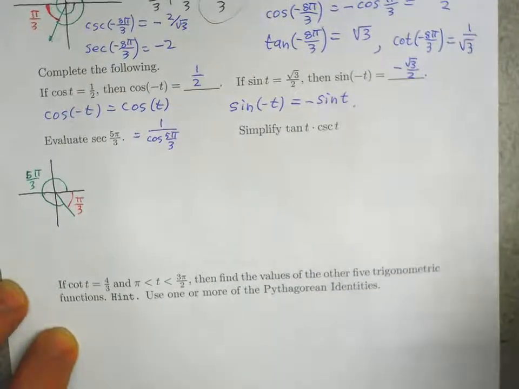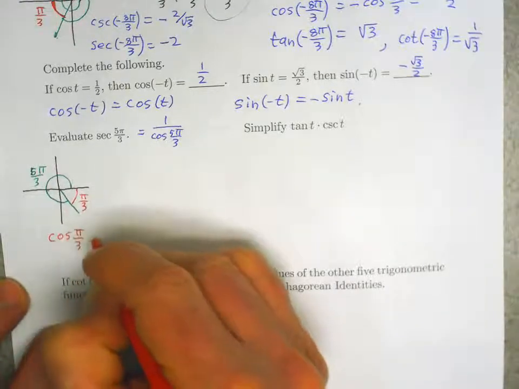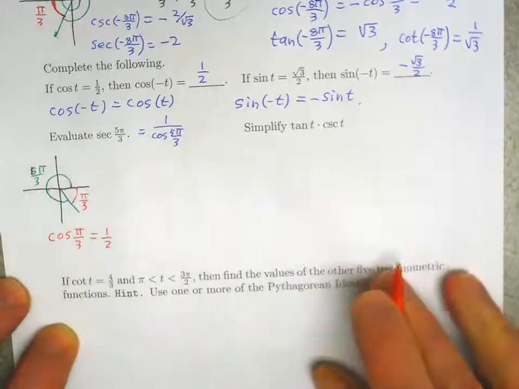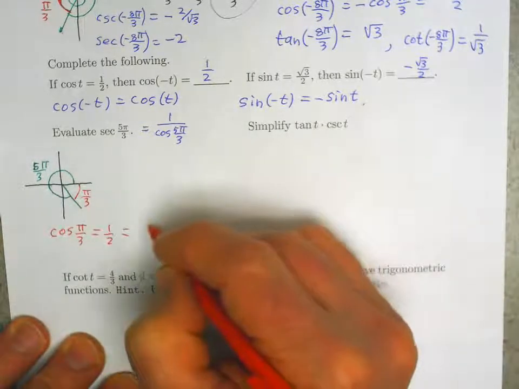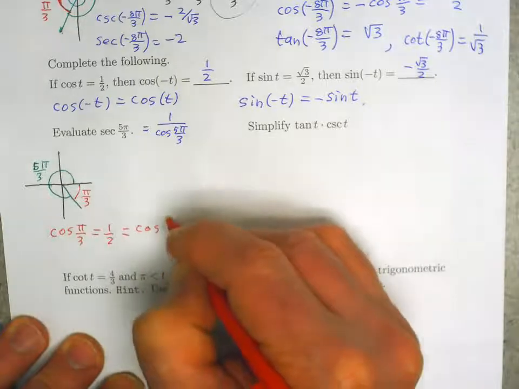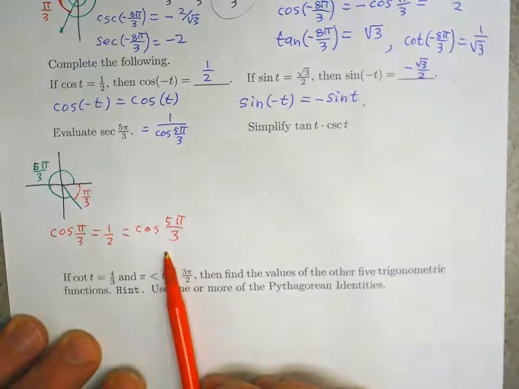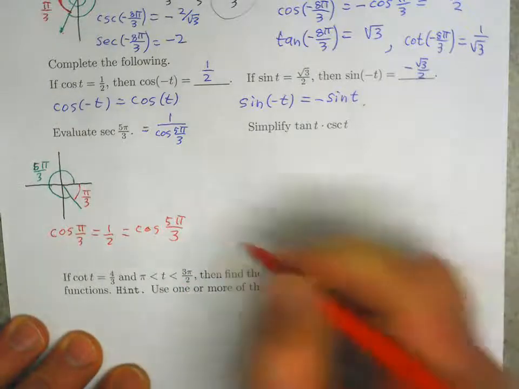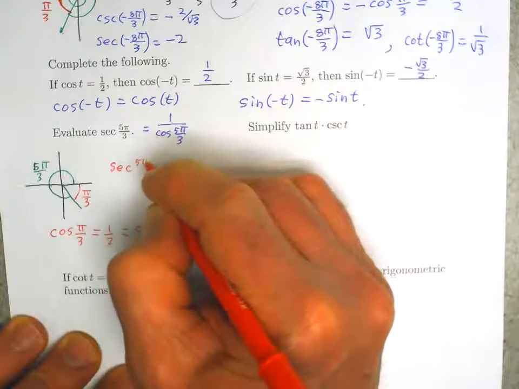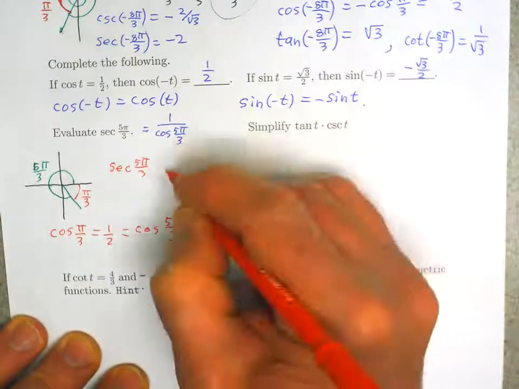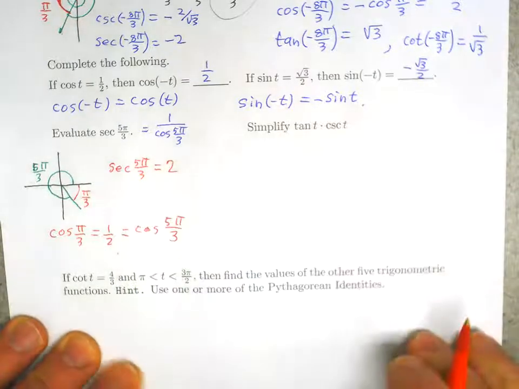Okay, and we know that cosine of pi over 3 is 1/2. So that's equal to cosine of 5 pi over 3 because cosine is positive in the fourth quadrant. Okay, so secant of 5 pi over 3 is equal to the reciprocal of 1/2, or 2.